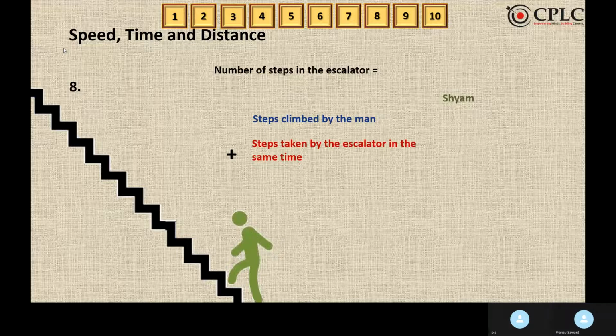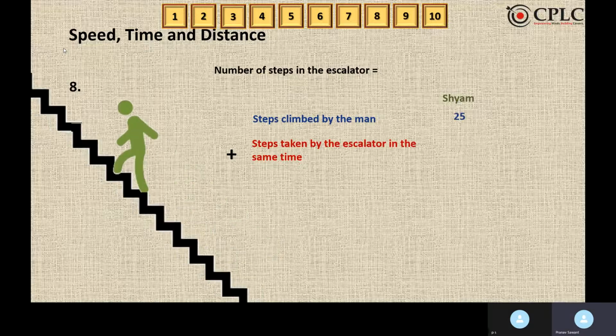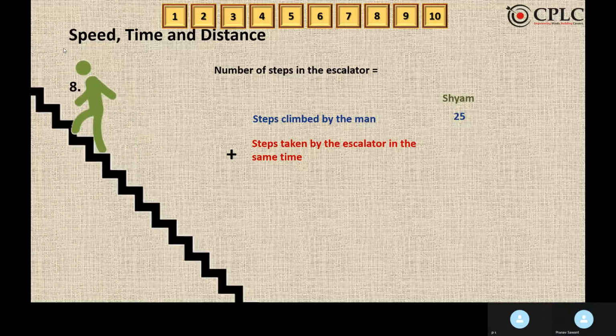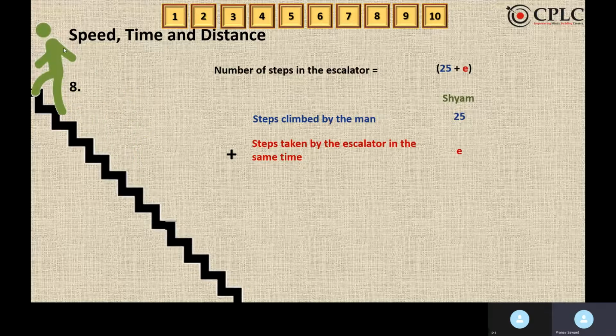Shyam also takes the steps. So Shyam takes 25 steps. We don't know how many steps the escalator takes at the same time, hence we'll assume it as E. So the number of steps in the escalator would be 25 plus E.